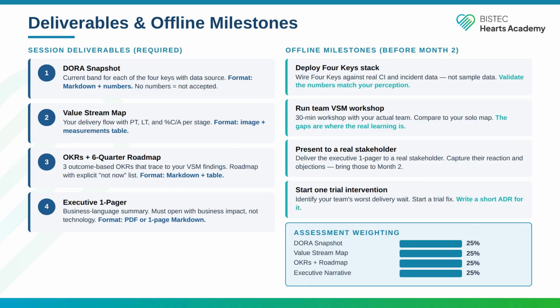The 5 offline milestones are the multiplier. Deploy 4 keys against your real CI and incident data. Run a value stream mapping workshop with your actual team and compare it to the solo map you created today. Present the executive one-pager to a real stakeholder and capture their reaction. Read Team Topologies, chapters 1 through 4, in preparation for month 2. And identify your team's single worst delivery weight and start a trial intervention. Write a short architecture decision record for that trial. It becomes the first artifact of month 2.